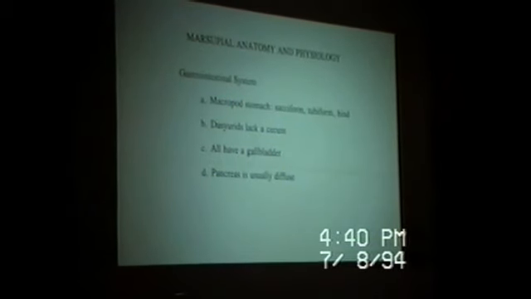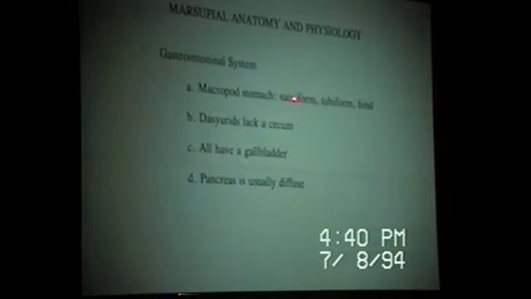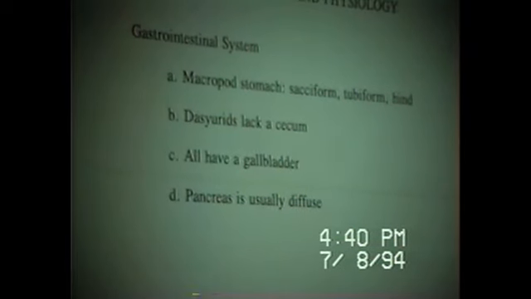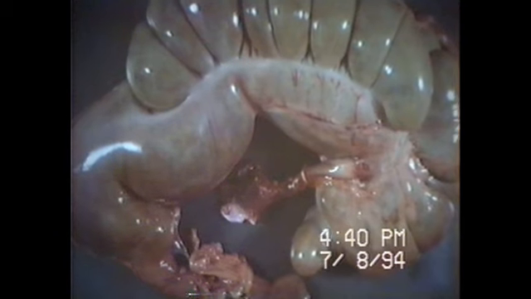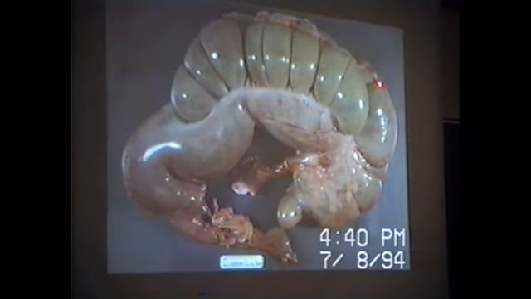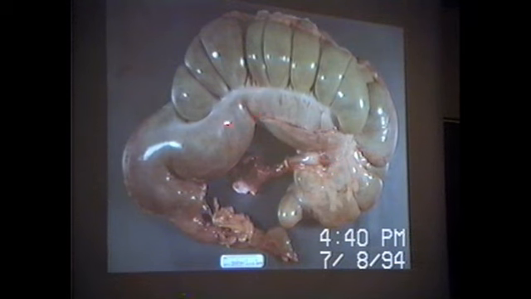The main thing I want you to remember for the gastrointestinal system is the macropod stomach has three main chambers: the sacciform region, tubiform, and the hind stomach. This is an example, the esophagus is coming in here. These large sacculations are the sacciform stomach. The tubiform stomach sort of runs alongside it, and down here is the hind stomach. This is one of these stomachs opened up. There's usually a squamous portion right around the cardia of the stomach here, but this is the tubiform region, sacciform region here, and the hind stomach here.